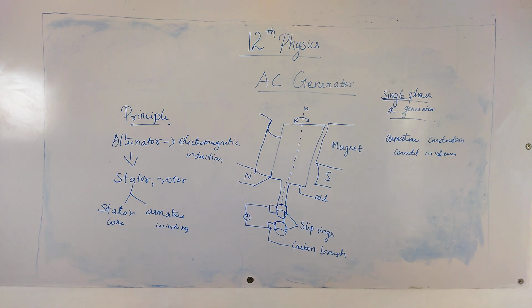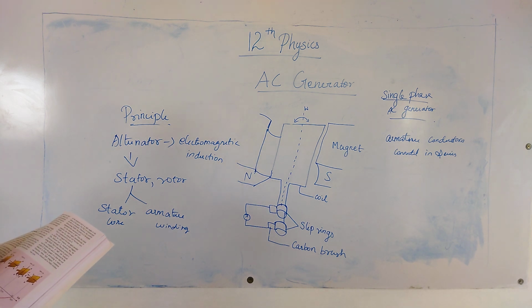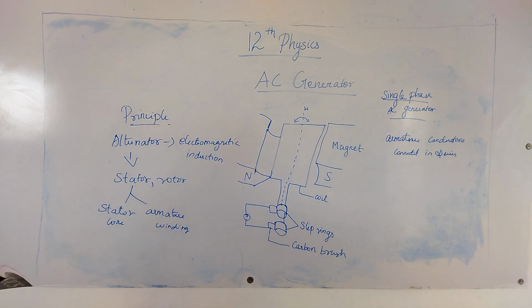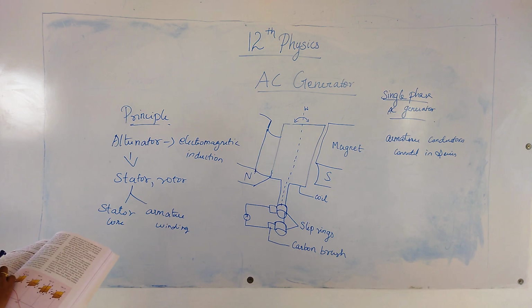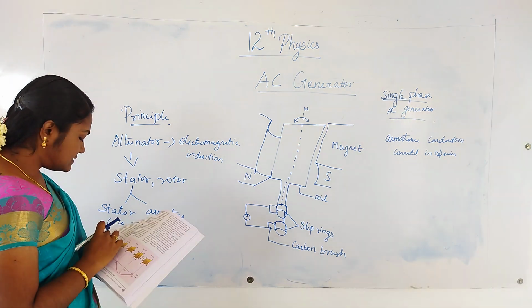In the simplified version of the AC generator, there is a single turn rectangular loop PQRS. See the picture, figure 4.28. Here the rectangular loop PQRS is mounted on the stator.